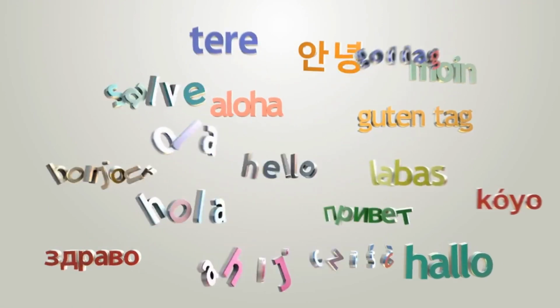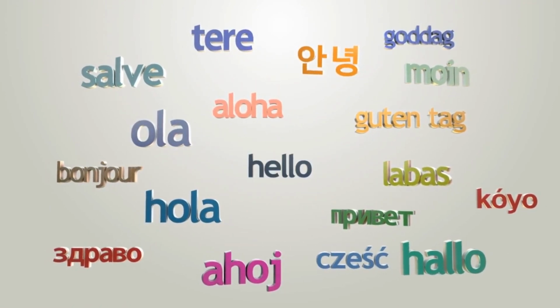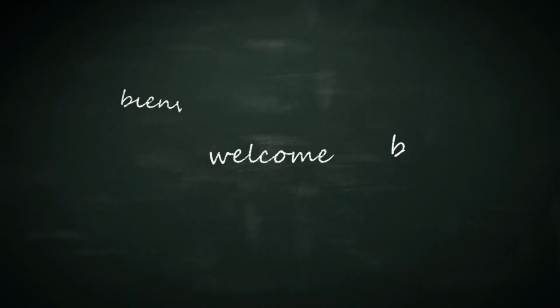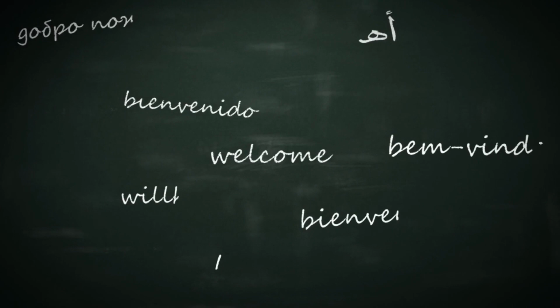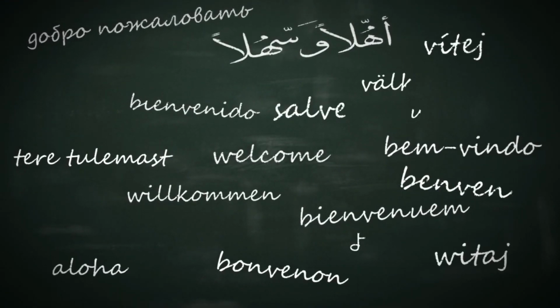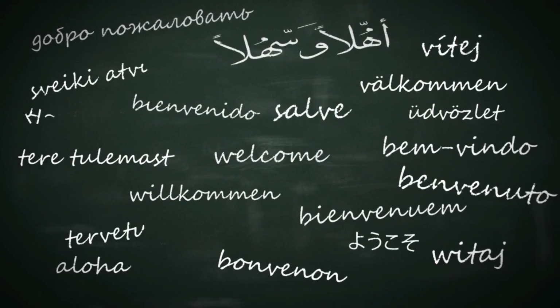NLG can be seen as the opposite of natural language understanding, or NLU, which is the process of converting natural language input into a machine-readable representation. While NLU tries to extract the meaning and intent of the input, NLG tries to express the meaning and intent of the output in a natural and coherent way.